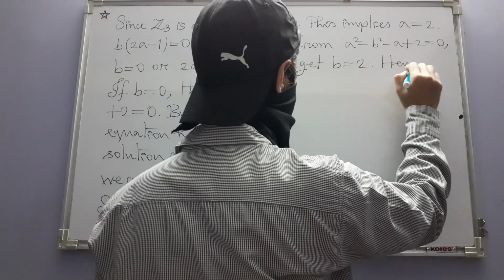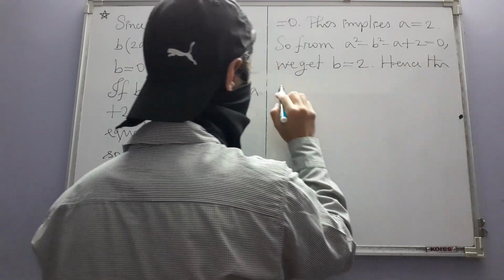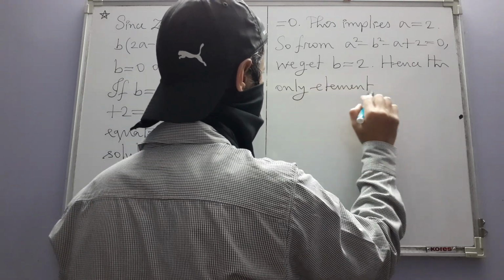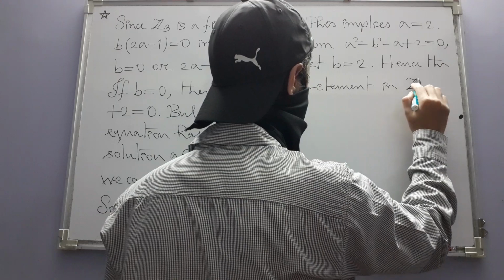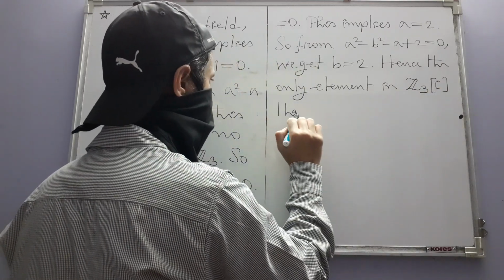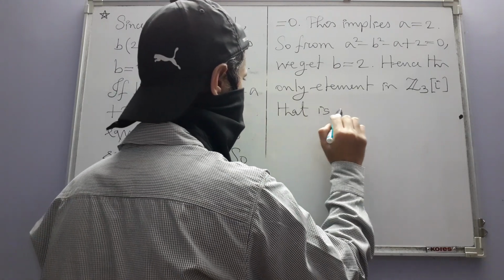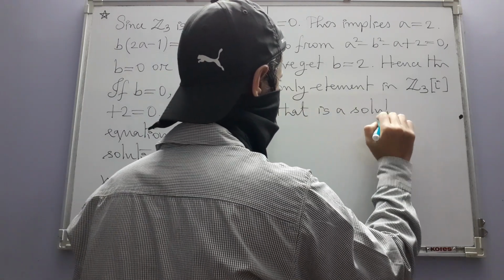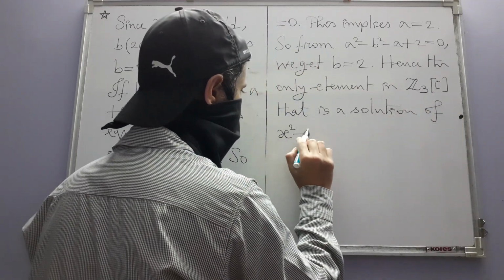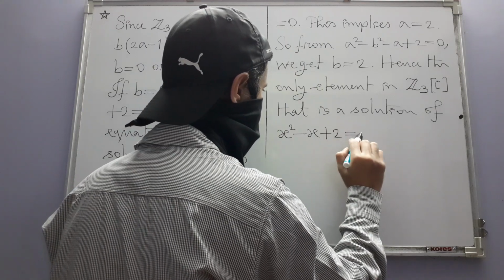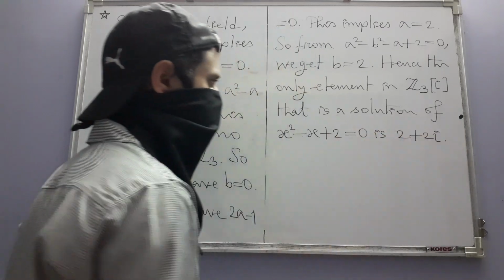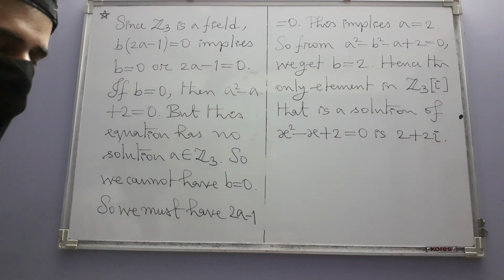Hence, the only element in this ring that is a solution of our equation is 2 plus 2i. That is the only solution.